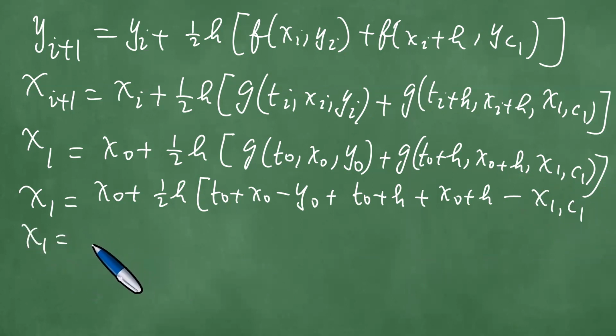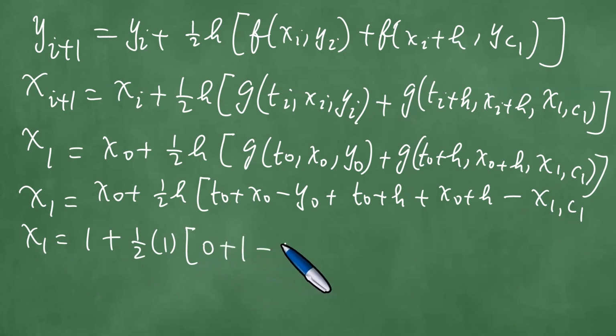So which means it is this. What is x0? It is 1 half. H is 1. T0 is 0. X0 is 1. Y0 is 0. T0 is 0. H is 1 plus x0 is 1, h is 1.